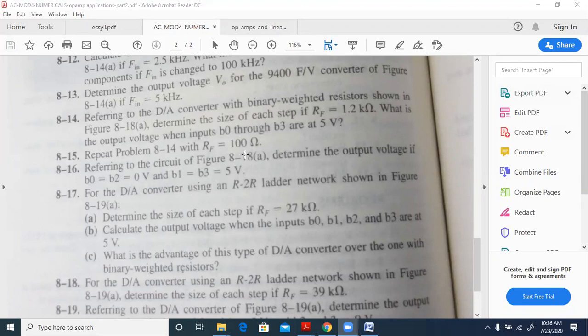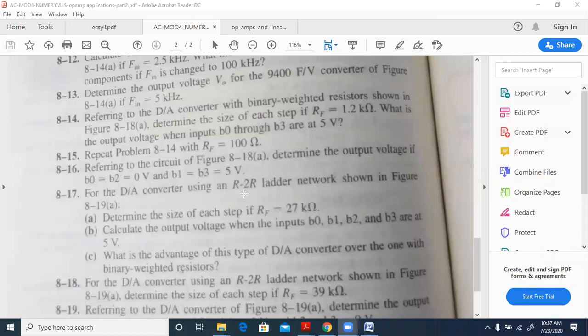In the case of 100 ohms, if you take that, then that will be 0.05 into 10, that is minus 0.5 volts. Each case separately. Now, I hope the answer is very clear from this. Then let us go to 8.17.